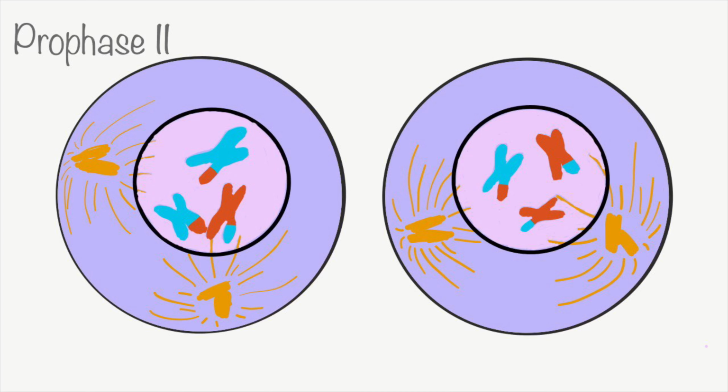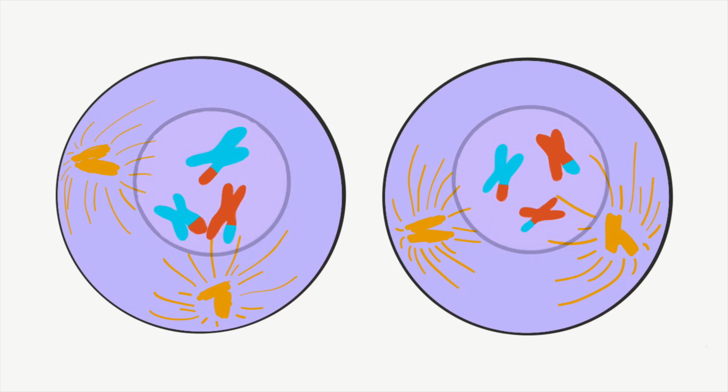Meiosis 2 then follows meiosis 1. The first step of meiosis 2 is prophase 2, in which chromosomes, which consist of two sister chromatids, condense and become visible, while centrioles migrate to opposite poles, reforming spindle fibers, and the nuclear envelope disintegrates.